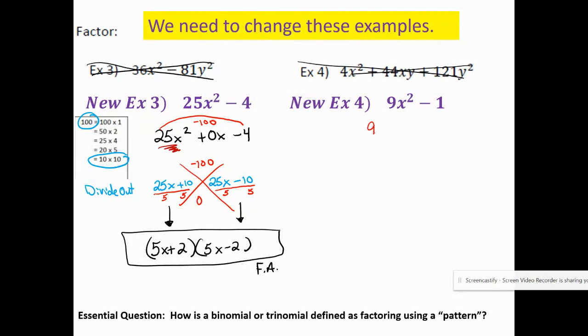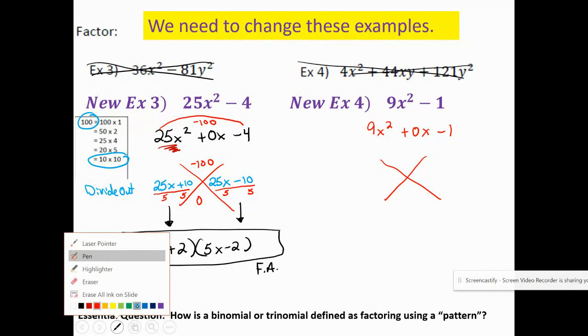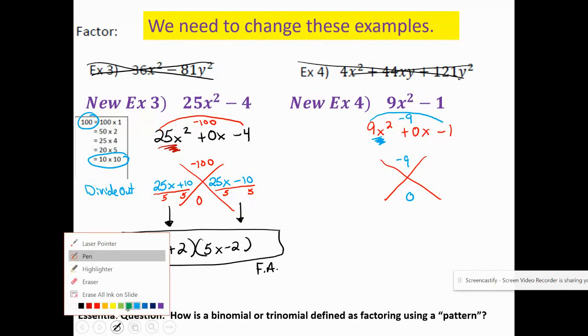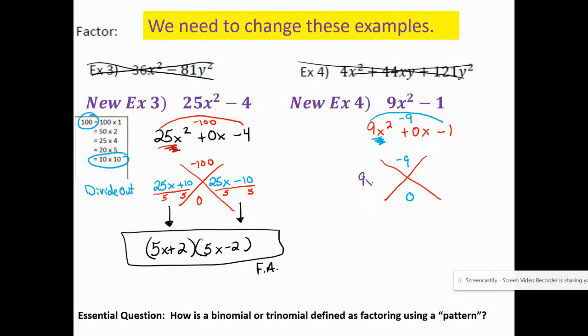Okay, here's the next one. Add a 0 in the middle. Try your magic X. Multiply front and back. What multiplies to a negative 9 and gets us to 0? Whatever this front number is, we have to write it down. 9x, 9x. So what multiplies to 9 and gets us to 0? 3 and negative 3. 3 times negative 3 is negative 9, and 3 minus 3 is 0.